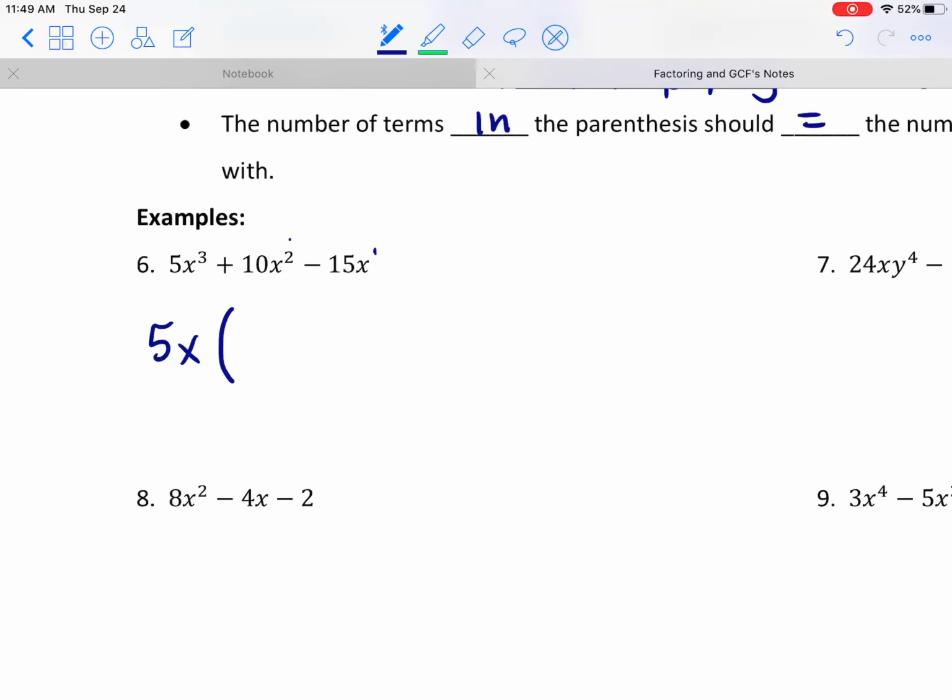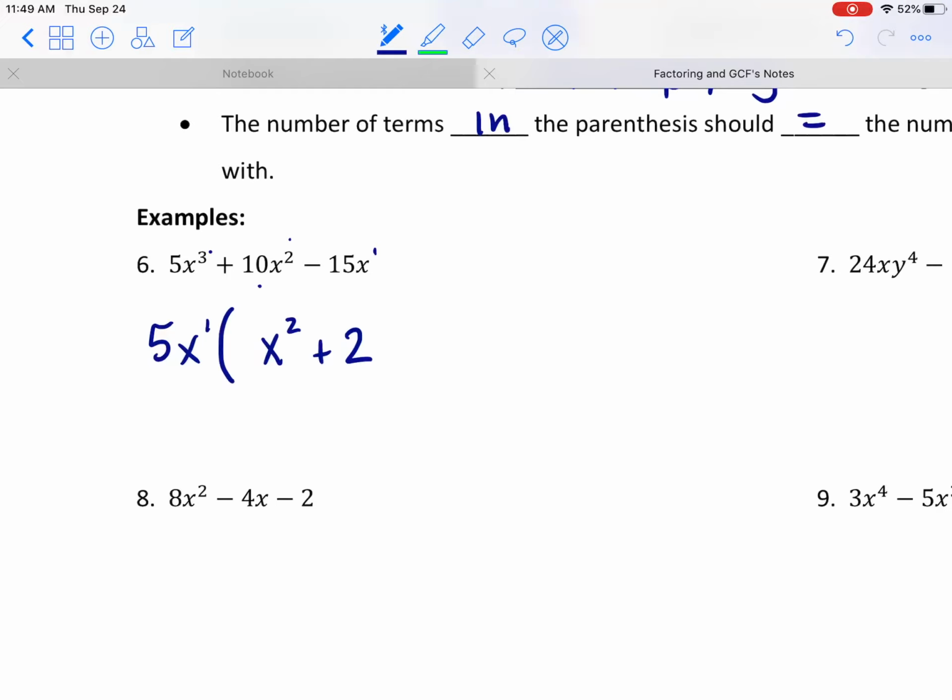And now we want to divide to figure out what goes inside. So 5 divided by 5 is 1. And then if I have 3 x's, but I get rid of 1, I'm going to have 2 left. Now that 1 is optional. If you want to put it there, awesome. If you don't want it to be there, that's okay. That 1 is implied in front of the x squared. Okay?